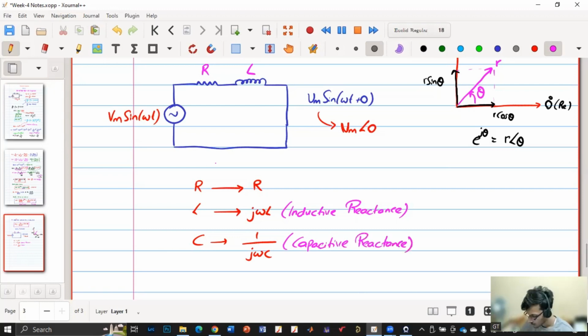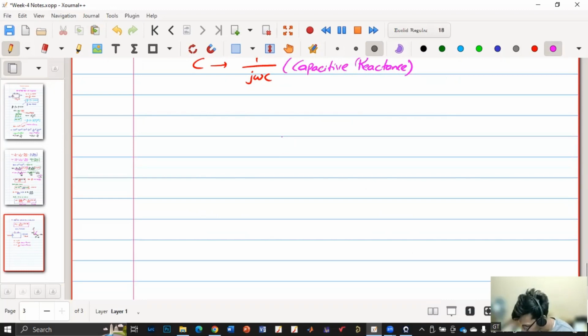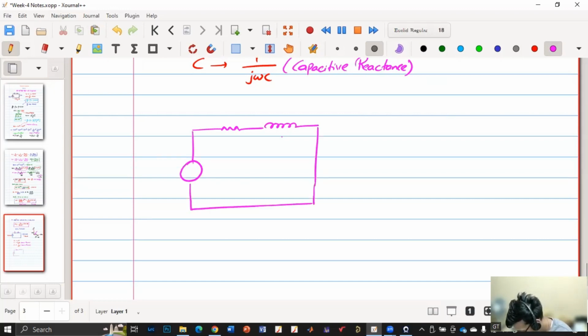Okay. So now I will replace the circuit with the conventions that we have selected. Now the circuit will become something like this. Vm angle 0, and this is R, and this is j omega L. Now I have converted everything into phasor. Now I'll have to calculate the current phasor, I bar.